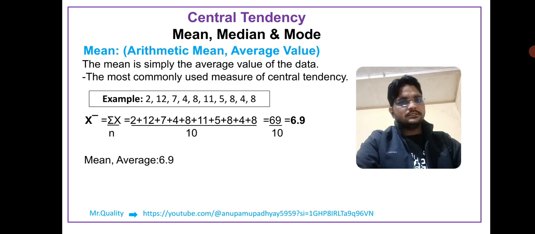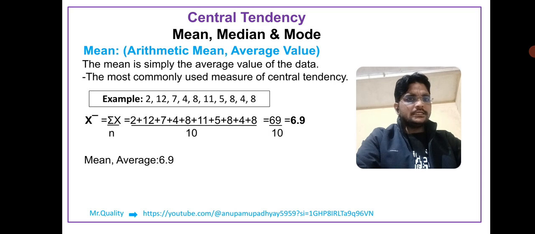Example: the numbers are 2, 12, 7, 4, 8, 11, 5, 8, 4 and 8. We simply add them. The number of values is 10. Sum them and divide by 10. The total is 69, divided by 10 is 6.9. So the mean or average of the given example is 6.9.